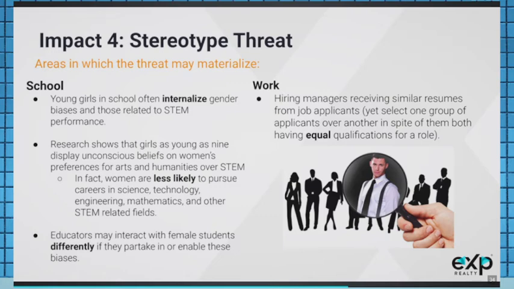And then also at work, hiring managers receive similar resumes from job applicants, yet select one group of applicants over another in spite of them both having equal qualifications for a role. In that situation, those hiring managers really need to look at their unconscious bias for why they made that snap decision for one group over another.